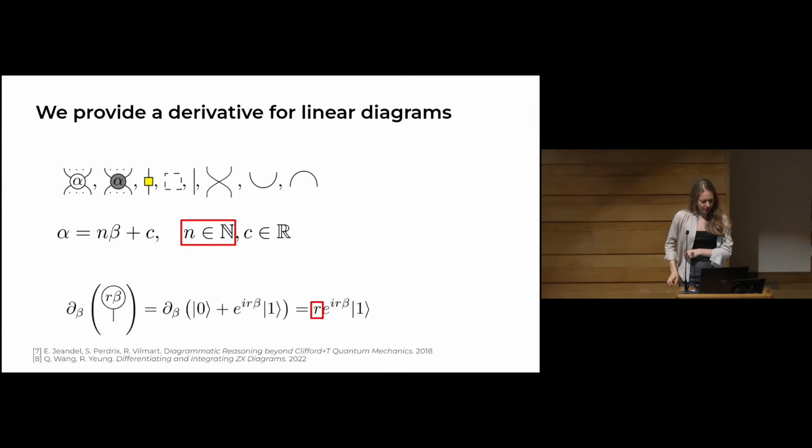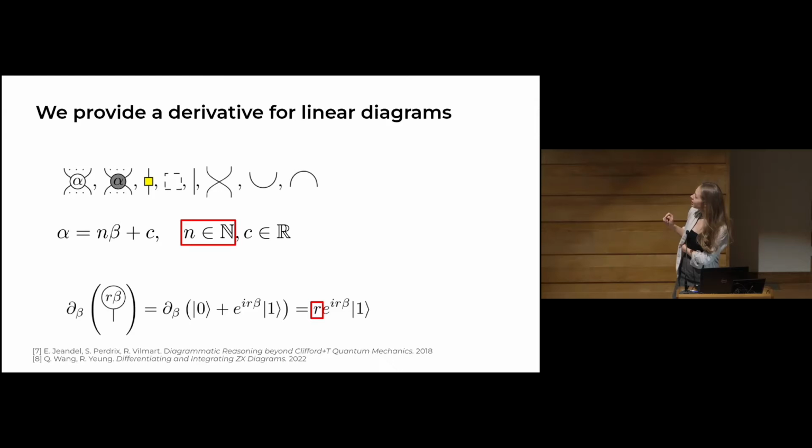What we understand by differentiation: basically, the phases in ZX calculus can also be functions, and those functions may depend on parameters. Typically, when you take a parameterized quantum circuit from variational algorithms, your phase is going to be a function of the parameters of your circuit. We restrict ourselves here to linear functions, where we only allow integer coefficients before our parameter. It turns out it's the same thing as linear diagrams, which were defined by Jeandel, Perdrix, and Vilmart previously.